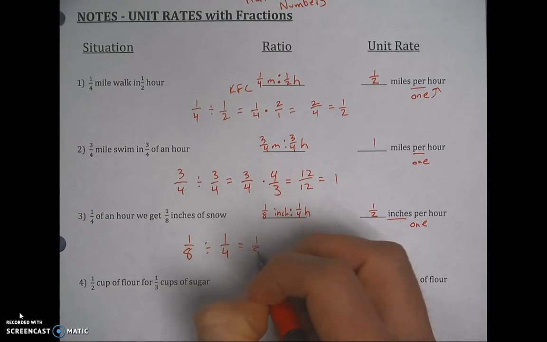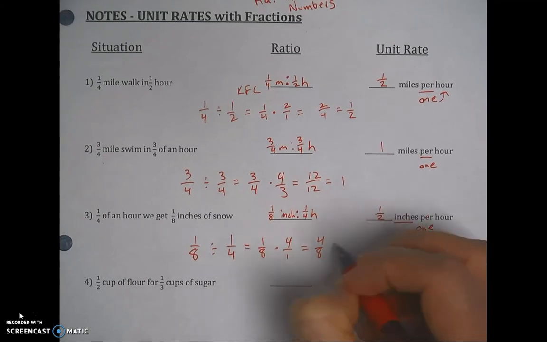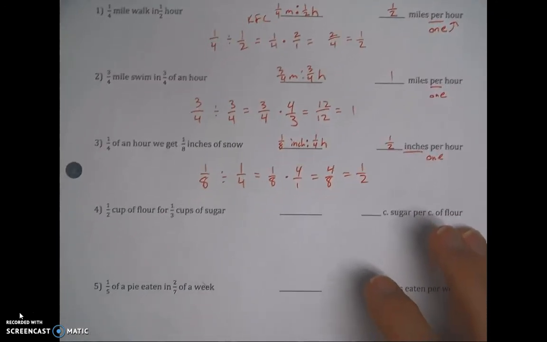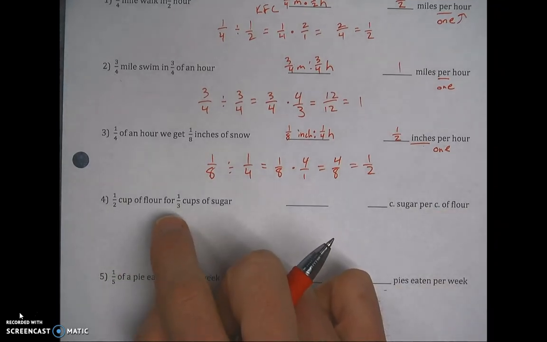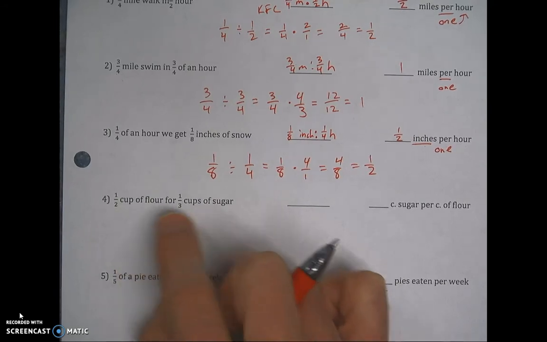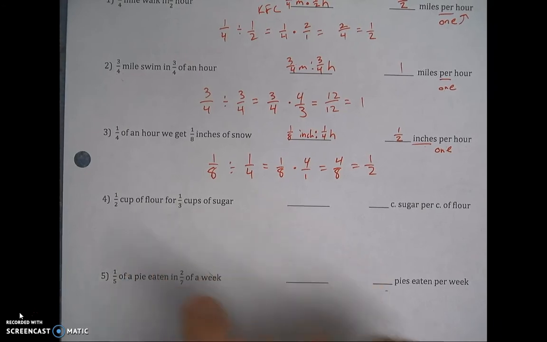So we're going to rewrite it as 1/8 times 4/1, which is 4/8, which is 1/2, which is what we got. I'm going to do one more with you and then let you try a couple here. So 1/2 cup of flour for every 1/3 cups of sugar. Okay, so that's a ratio right there that you would use in your baking or something like that.